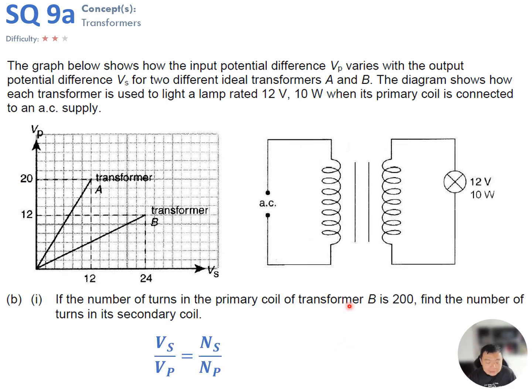Now, applying the transformer equation, we have transformer B. Vs and Vp can be obtained from the graph, 12 and 24, 12 being the primary voltage. We can now plug in the number of turns of the primary coil to be 200 to get 400 as the number of turns in the secondary coil.